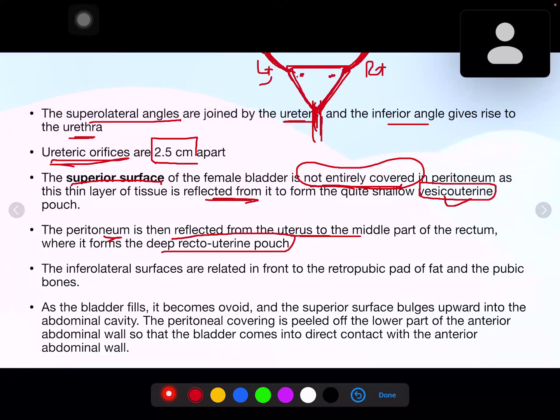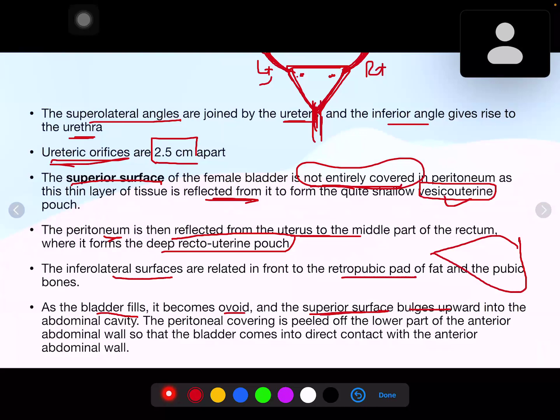Now the infralateral surfaces are related to the retropubic pad of fat and the pubic bones. And as the bladder fills, it becomes ovoid, and the superior surface, which was the upper surface, bulges upward. Like we discussed, this is the apex, and this is the base and the superior surface. When the bladder fills, the surface goes up, so the bladder is now ovoid.